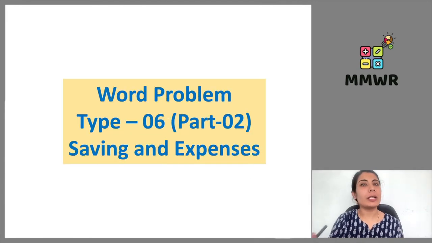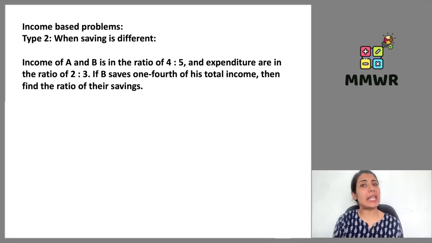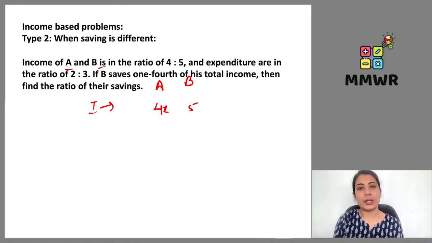And today we will be continuing with the topic saving and expenses based question, or we can say income based. So this is the type 6, but here we will be discussing part 2, that means the saving is different for the person which is given. So, income of A and B is given to us as 4:5, or we can consider 4x, 5x. And the expenditure ratio is also given, that is 2y, 3y.